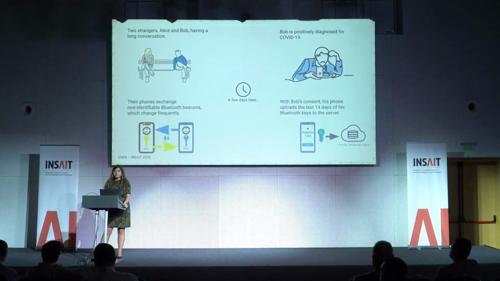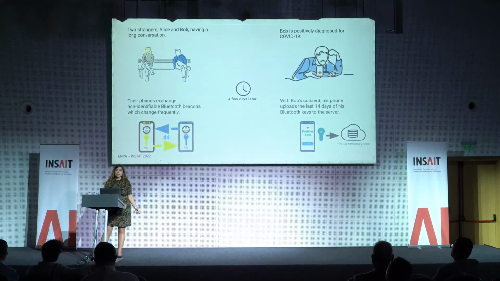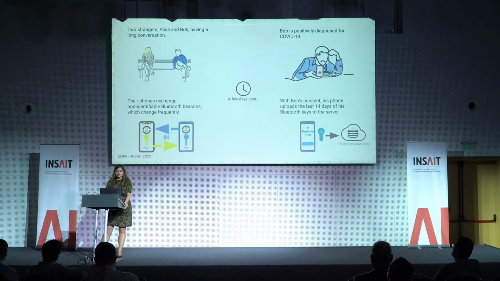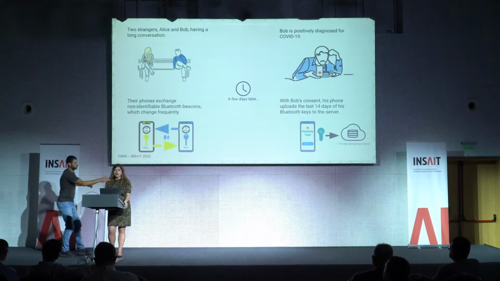So I will walk you through an example and try to explain how the exposure notification system works. So the basic underlying idea under this system is that each mobile device will broadcast constantly non-identifiable Bluetooth beacons. You can think of these Bluetooth beacons as random numbers which will change fairly frequently.